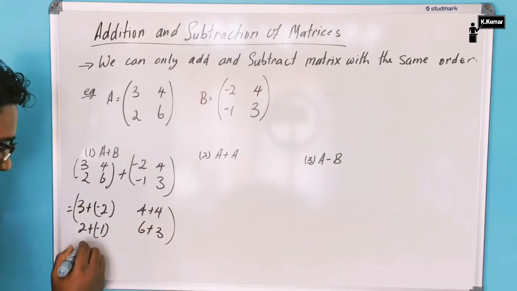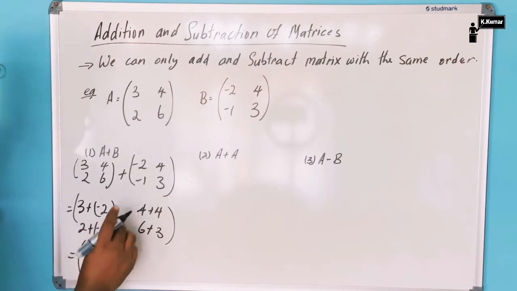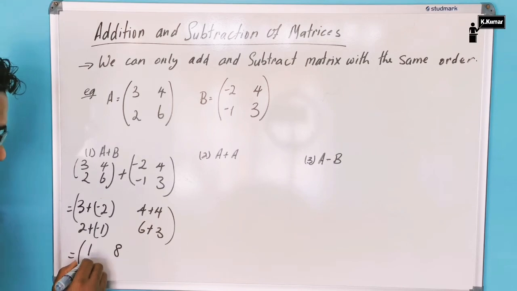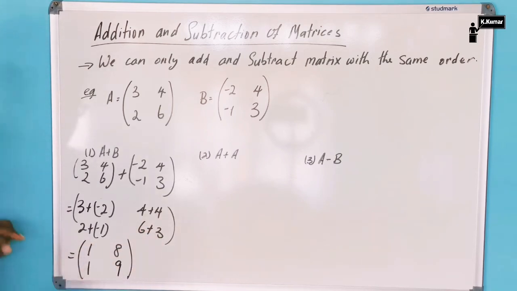3 plus negative 2 is going to give me 1. 4 plus 4 is going to give me 8. 2 plus negative 1 is going to give me 1. And 6 plus 3 is going to give me 9. So for A plus B, the answer is 1, 8, 1, 9.